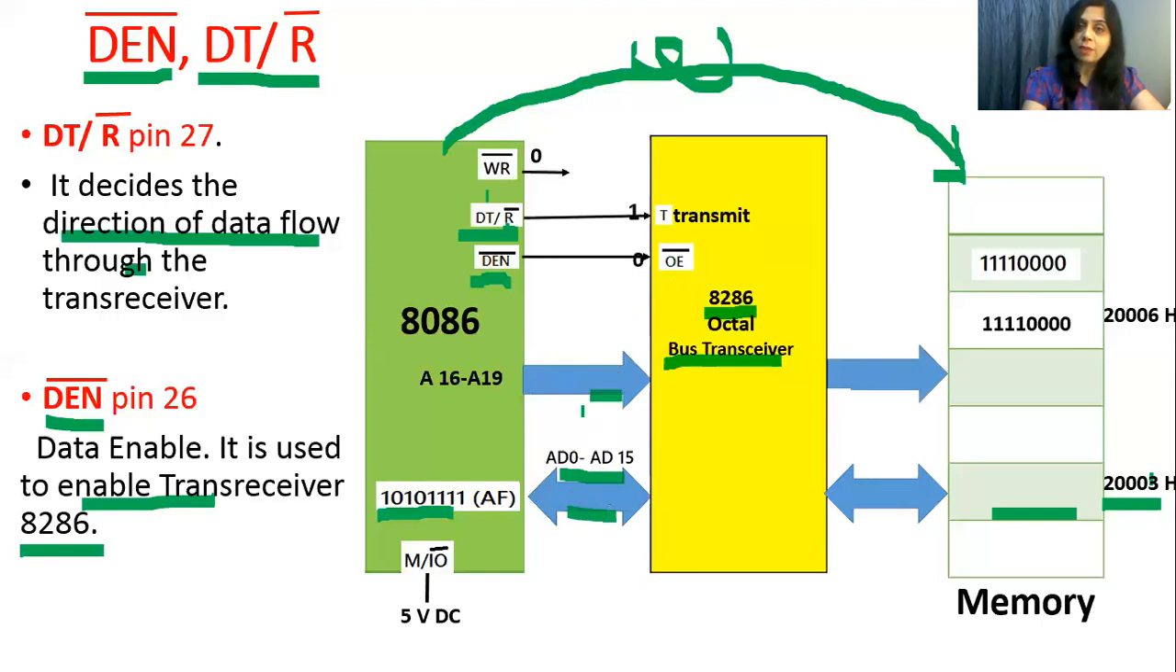After that, what will happen? Then it will transfer data on the same bus, that means D0 to D15 data bus, which is the address data multiplexed bus. So this was the function of the DEN and DT slash R bar pins.